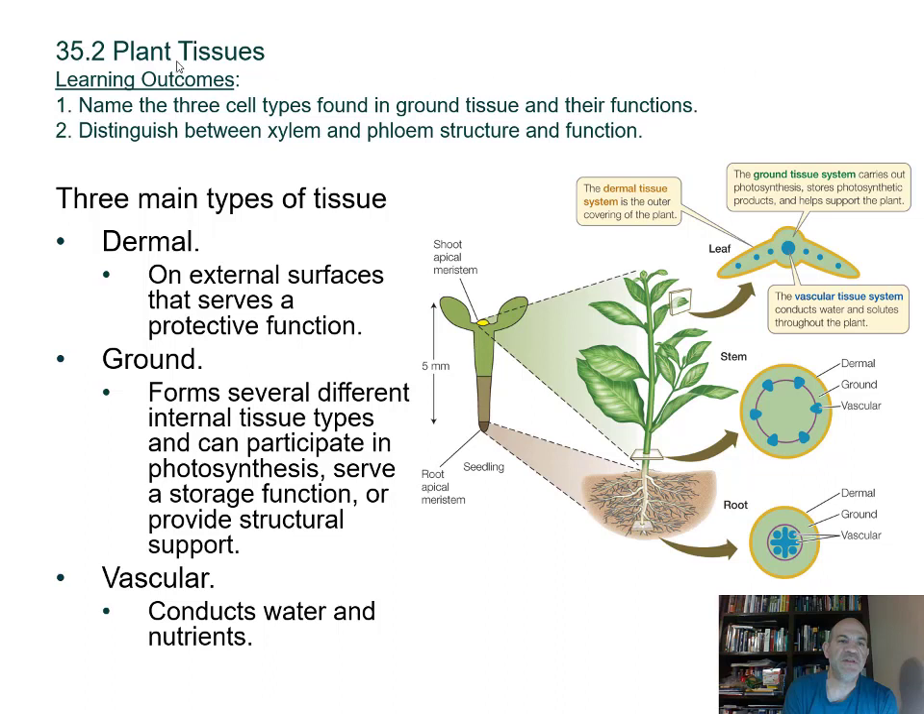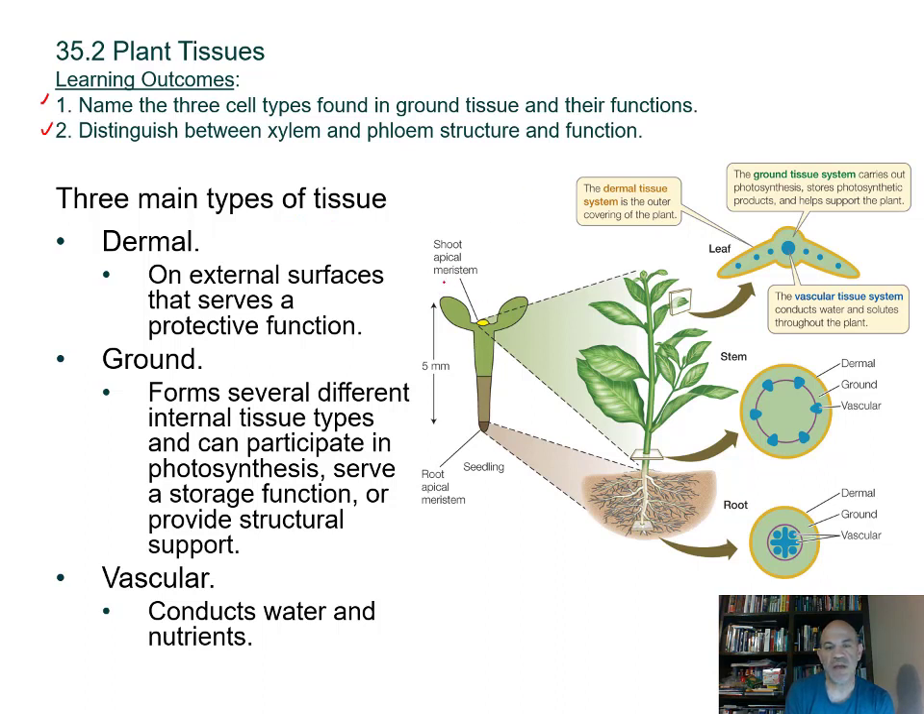So this section is going to look at plant tissues, and your learning outcomes are to name the 3 types of ground tissue and their functions, and then your second one is to distinguish between xylem and phloem structure and function.